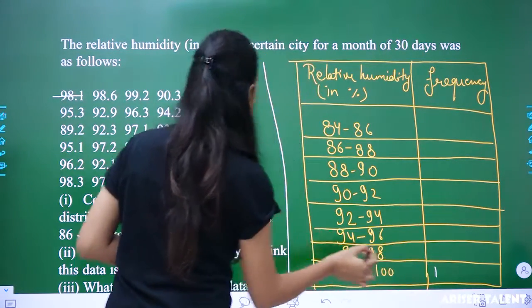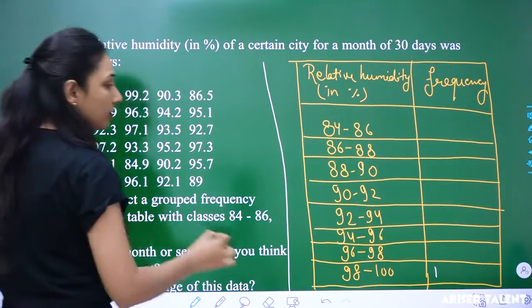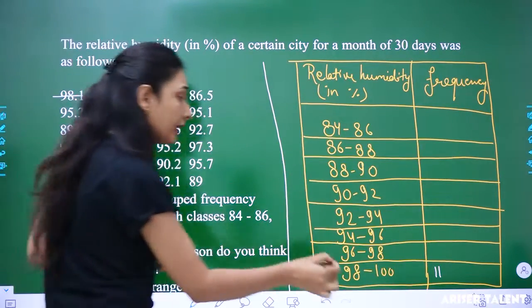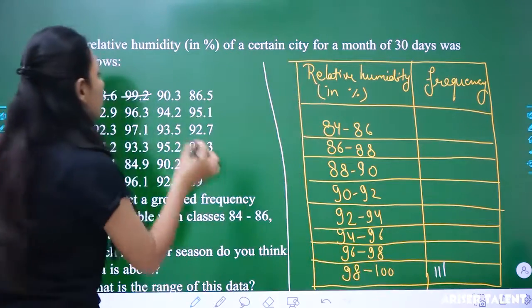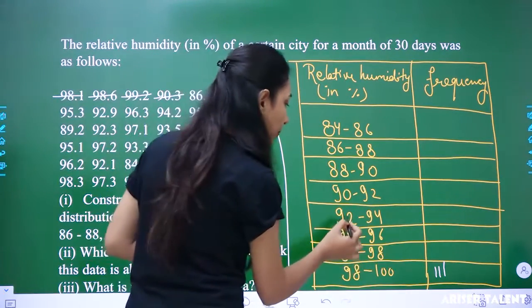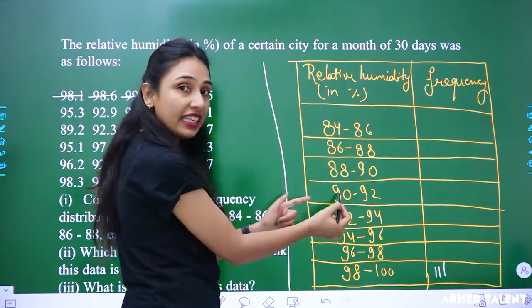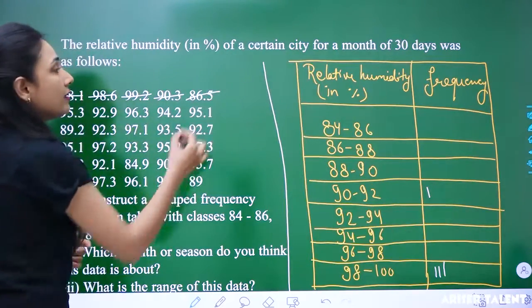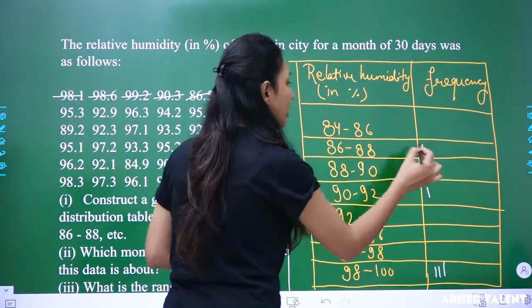98.1 will lie here. Then 98.6 will also lie here. Then 99.2 will be lying here also. 90.3 is in between this range, 90.3 between 90 to 92, so here. Then 86.5 here.